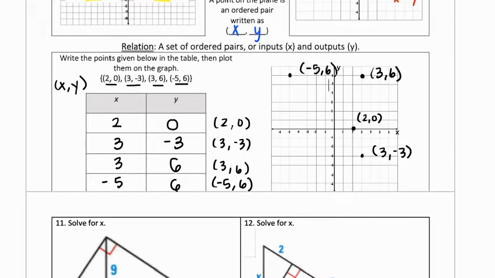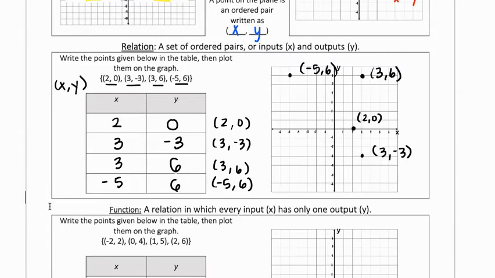So you can transfer your points from a list like this, you can put them into a table, and you can put them onto the graph. Every single time you do that, you will always still be relating those x's and y's. Seeing all 4 of these points together, either in a list, on a table, or on the graph, makes them a relation.